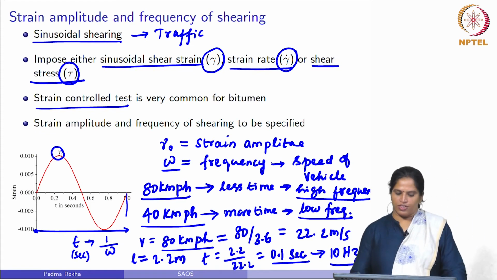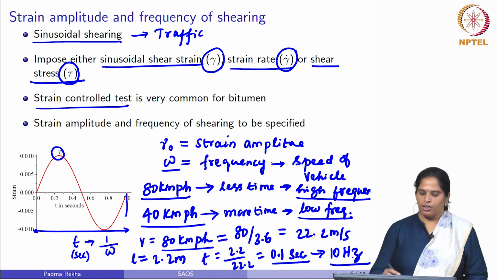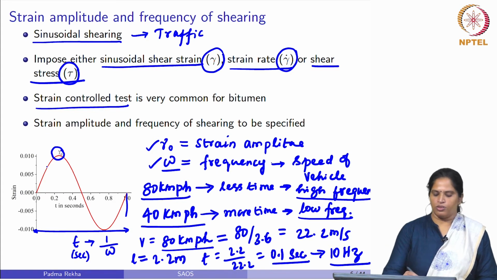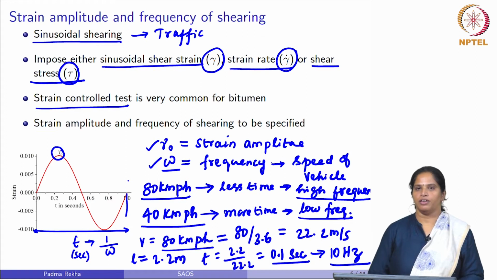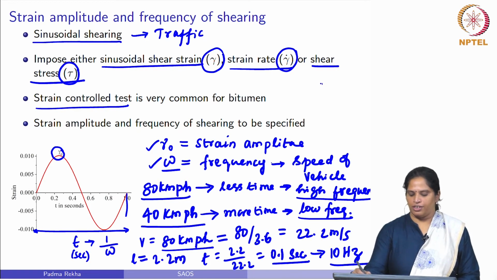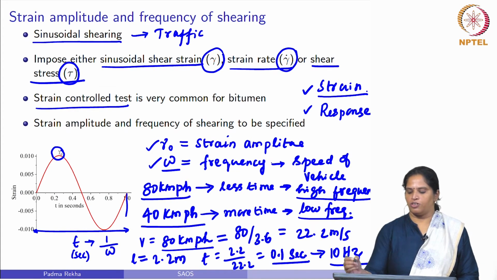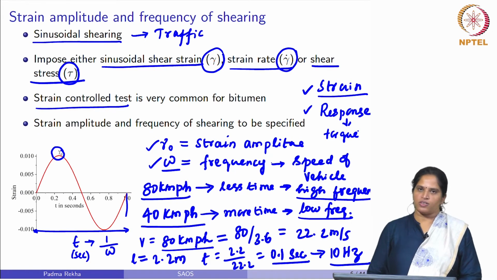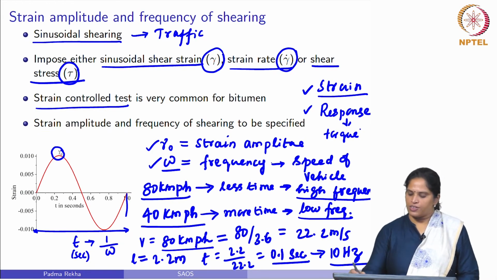So, we control a frequency, we control a strain amplitude. By controlling a strain amplitude and a frequency, we subject the material to a controlled sinusoidal strain. So, our strain is an input here, we control the strain value. Now, what will be the response of the material if you subject the material to a sinusoidal strain? The response is measured in terms of torque, or resistance of the material to flow, and this torque is converted to stress.